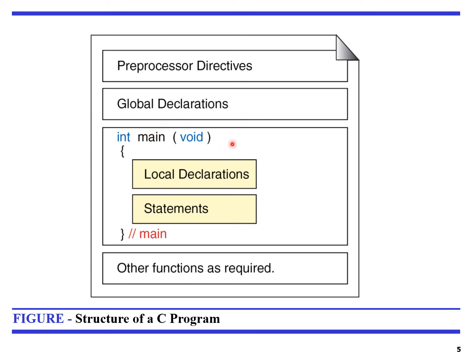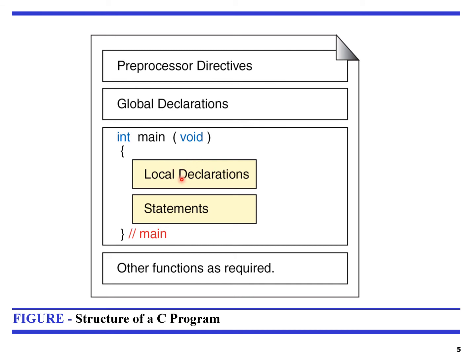Then the main function. The main function is the entry point of any C program. It is the point at which execution of the program is started. When a C program is executed, the execution control goes directly to the main function. Every C program has a main function.